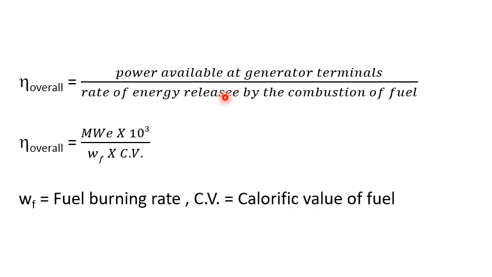The overall thermal efficiency of the steam power plant is given by this formula. That is, overall efficiency equals power available at generator terminals divided by the rate of energy released by the combustion of fuel. So eta overall equals MWE into 1000, that is megawatt electric into 1000, divided by WF into CV, where WF is the fuel burning rate and CV is the calorific value of the fuel.